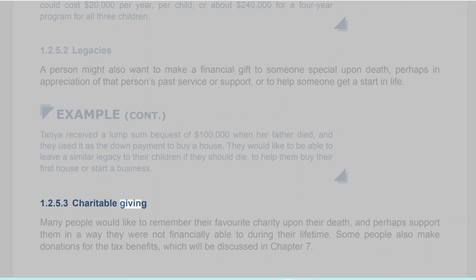1.2.5.3 Charitable giving. Many people would like to remember their favorite charity upon their death, and perhaps support them in a way they were not financially able to during their lifetime. Some people also make donations for the tax benefits, which will be discussed in Chapter 7.